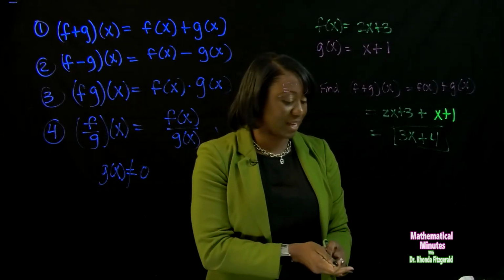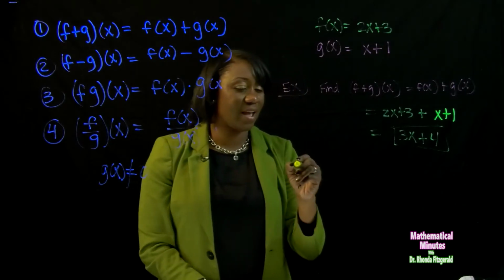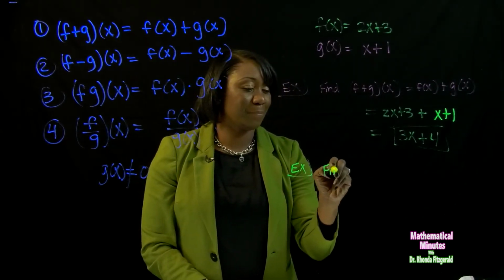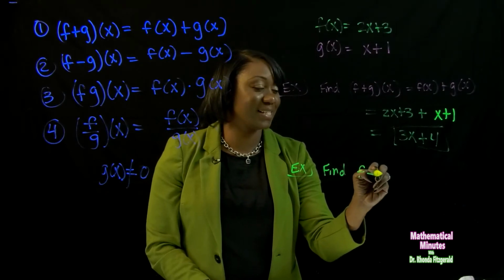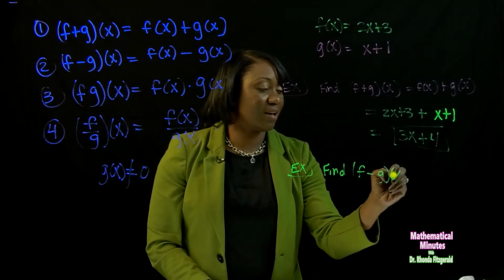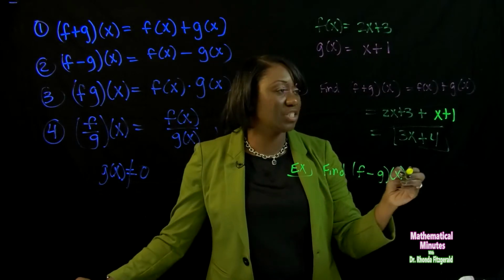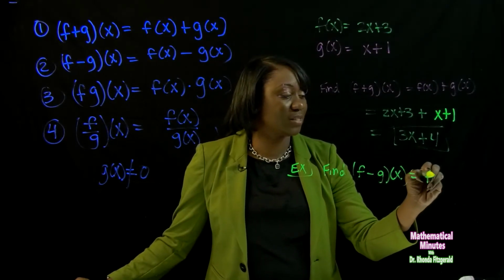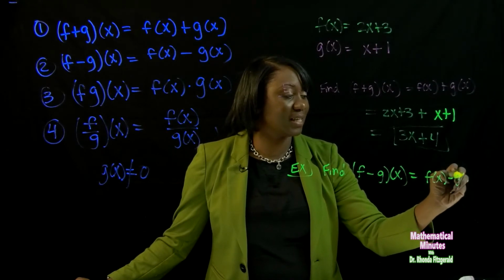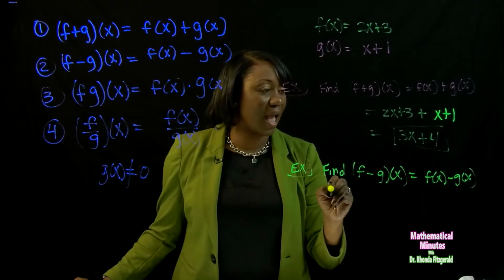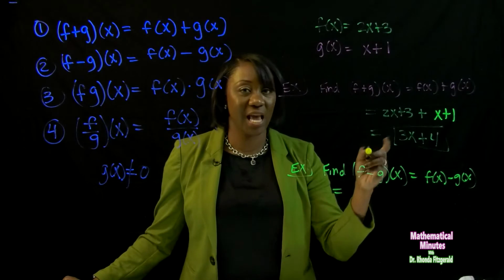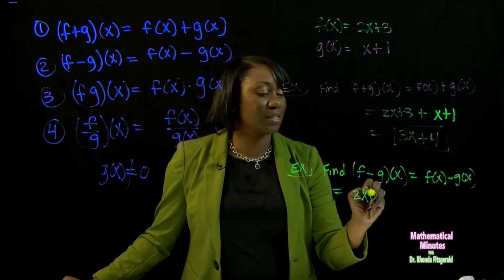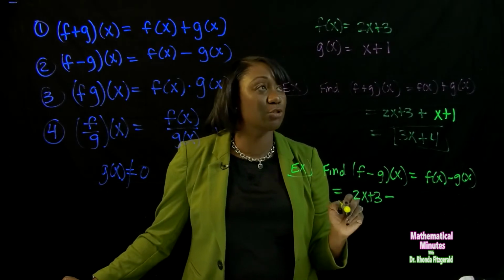Let's continue and look at a different example. What if I wanted to find f minus g of x? So once again, this is f of x minus g of x. And so once again, I'm just going to write my two functions and simplify them. So f of x is 2x plus 3. And now it says to subtract g of x.